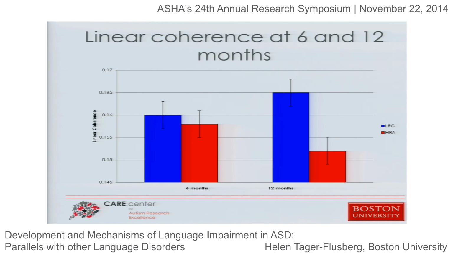And what you see is for the low-risk controls, as we'd expect, coherence is increasing. And we see the opposite developmental pattern in the high-risk infants. Okay? And we see that here there's a statistically significant difference between the groups.